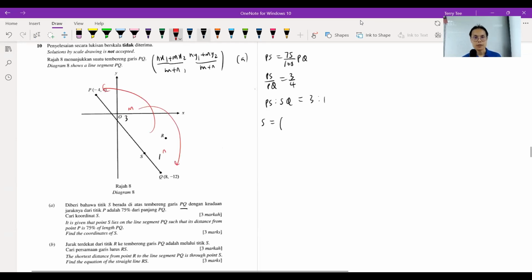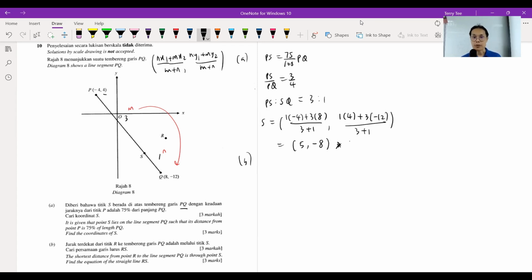Okay, so we take 1 times -4, 3 times 8, total ratio jumlah nisbah 3 plus 1. Then 1 you must multiply, this is 4. 1 multiplied by 4, 3 multiply -12, total ratio 3 plus 1. You can write 4 actually. So this is 24 minus 4, which is 20. 20 divided 4, this is 5. This is 4 minus 36, -32. 32 divided by 4, -8. All right, so I've got my first coordinate point S.